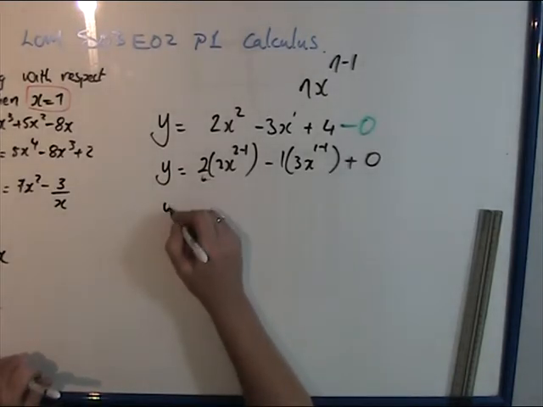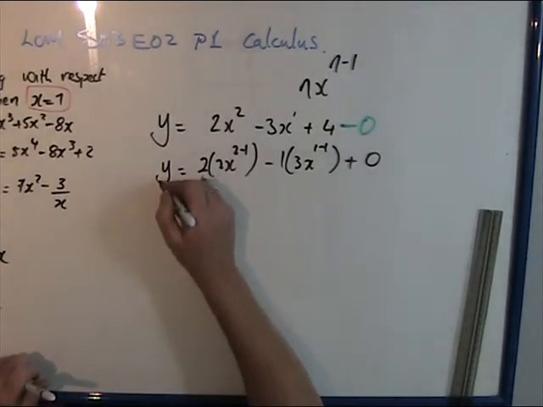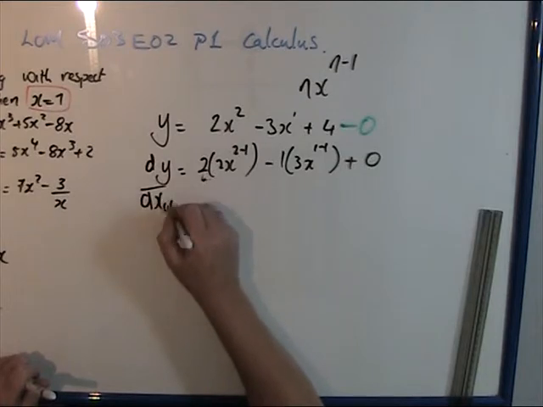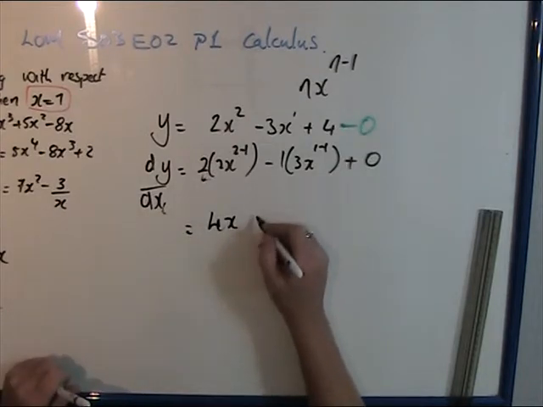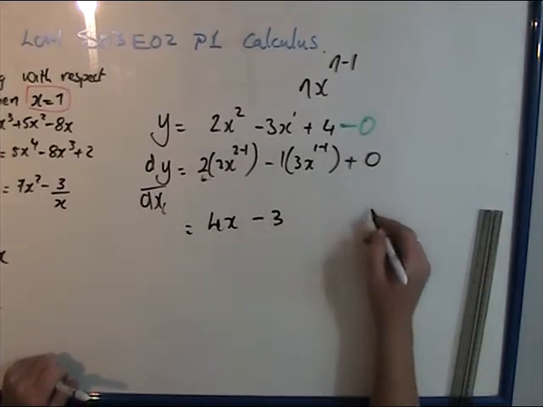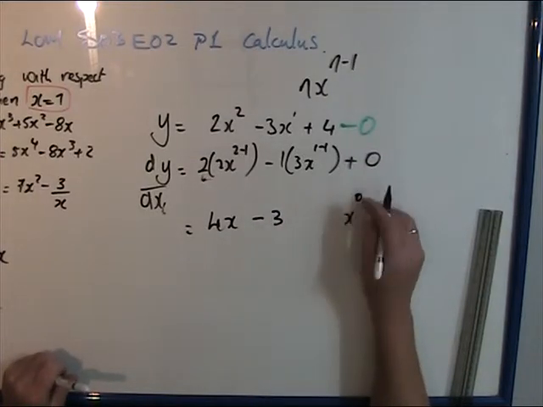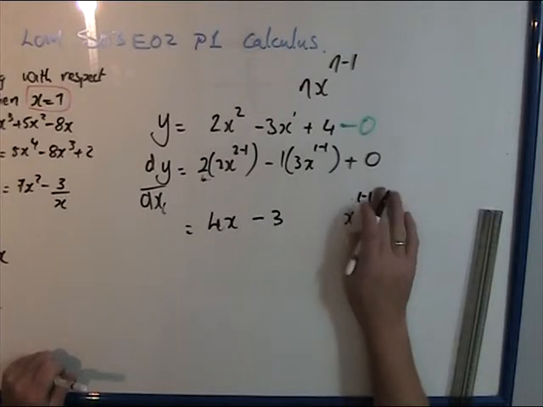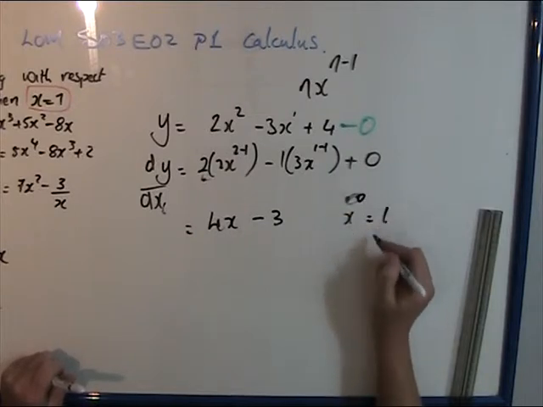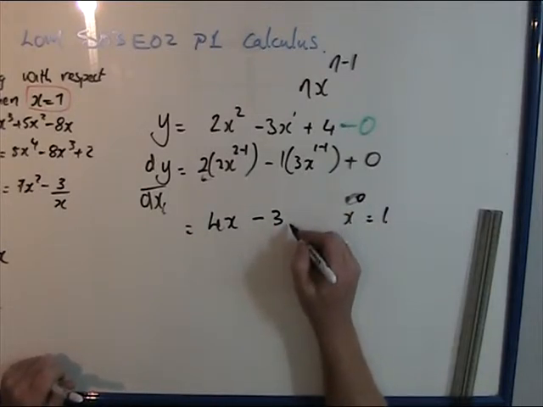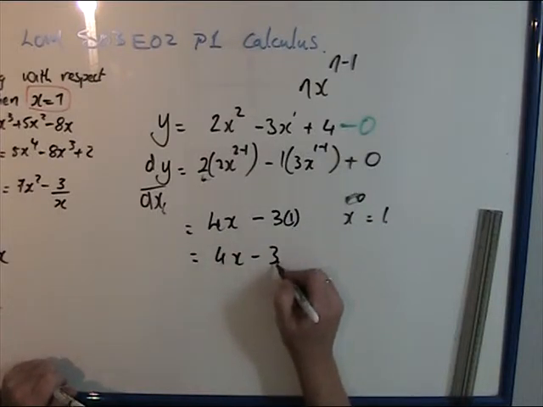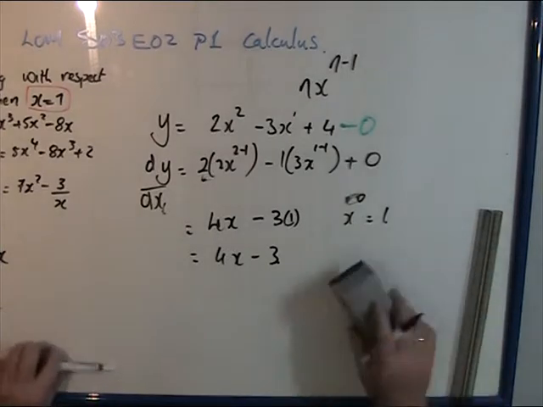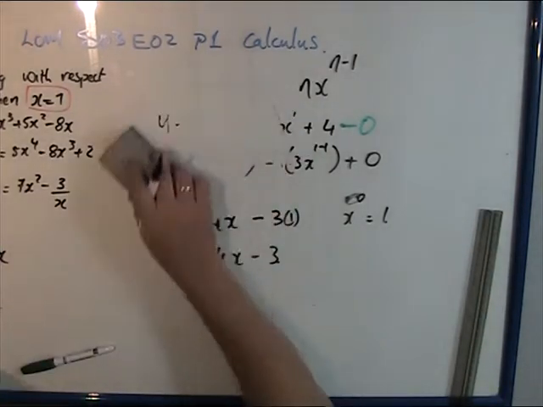So we've just multiplied them out again. dy dx, because that is its formula, is equal to 4x minus 3x to the power of 0. 1 minus 1 is 0, and anything to the power of 0 is 1. So it's 3 times 1, which is 3. So the answer is 4x minus 3. Right, that was pretty simple.